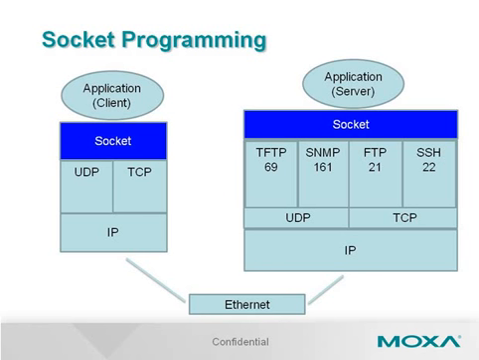A socket address is the combination of an IP address and a port number. As you can see on the right-hand side, we usually use UDP port 69 for TFTP service, UDP port 161 for SNMP service, TCP port 21 for FTP service, and TCP port 22 for SSH service.